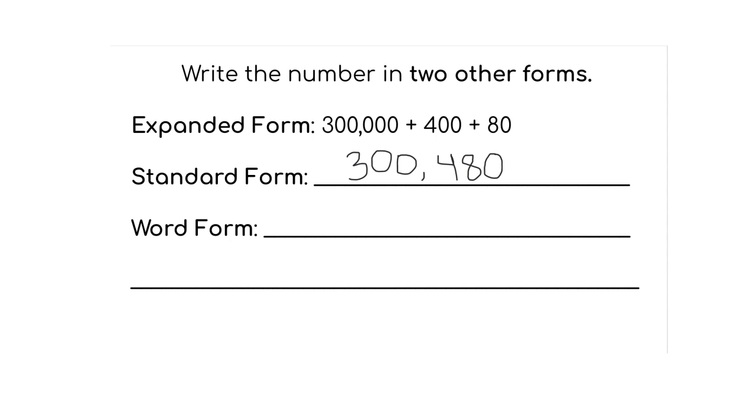Now we could write this in word form. We'll look at the first period, which is 300. And then that comma says 1,000. So our first part will be 300,000. And then we'll look at our last period, and we say that as 480. So we'll add that to our word form. So we have 300,480. Now we wrote this number in standard and word form.